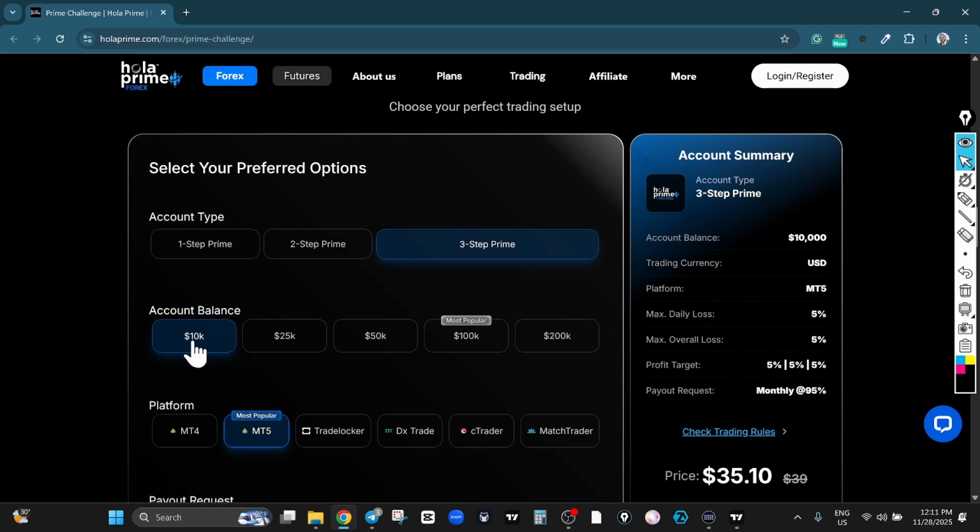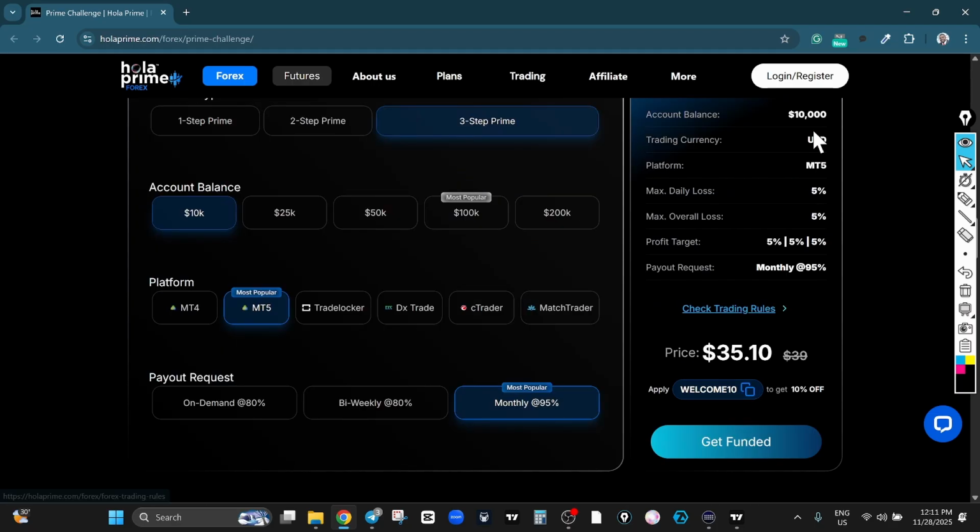So the 10k account is 35.10. You get a 10k account on MT5, or whatever you choose here: MT4, MT5, Trade Locker, DX Trade, C Trader, or Match Trader, whichever is convenient for you. As for me, I love trading on MT5. This is what we started trading with, MT4, and then I switched to MT5. I did a little bit of trading on C Trader, but Ola Prime has all these platforms, which is a plus. So if you like the interface of C Trader, this is good for you.